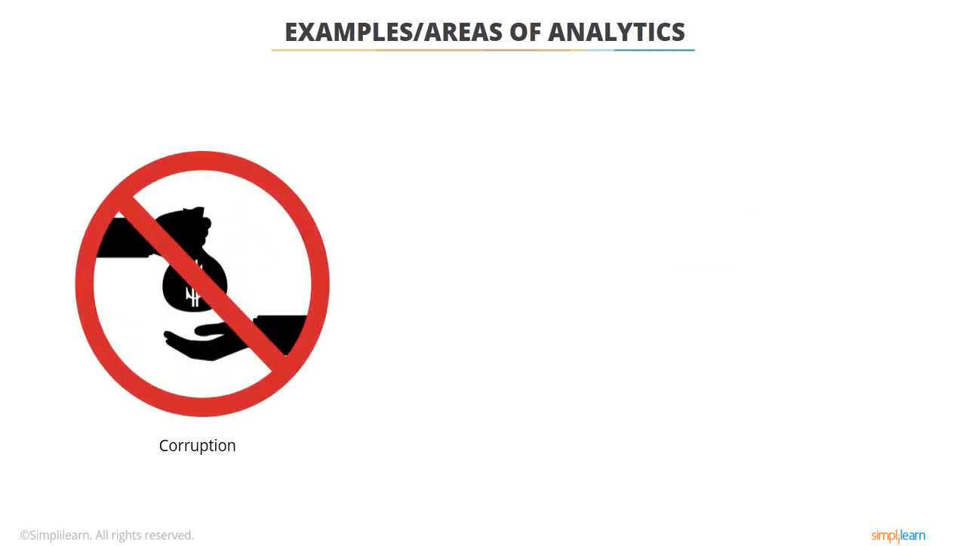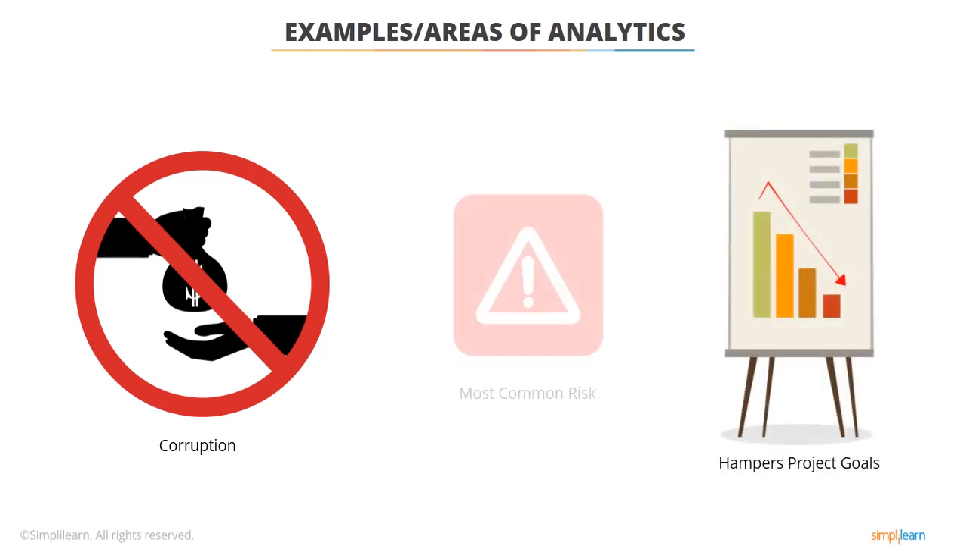Corruption is understood as the unethical conduct by a person or group of people to generate illegal profit, generally to acquire personal benefit. It drastically affects the confidence and trust of the parties involved and thus hampers the achievement of project goals. It is one of the most common risks to be taken into account.